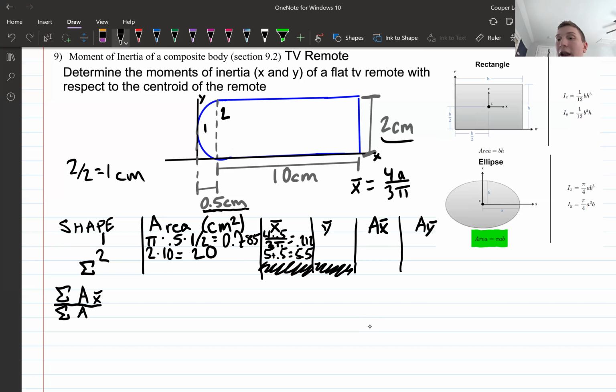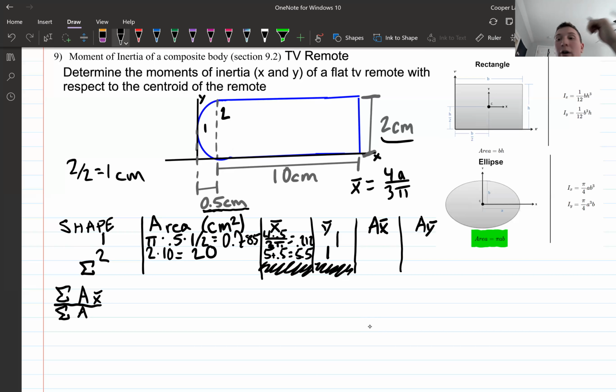Now we're going to calculate y bar. Because the semicircle still has the full upper part and lower part on the left side, the y bar of the ellipse is just going to be the center. The center here occurs at 2 divided by 2, which is 1. Now we do the exact same thing for the rectangle. We take that 2 and divide it by 2 because it's going to occur at 1/2 of the height. That gives us 1 as well.